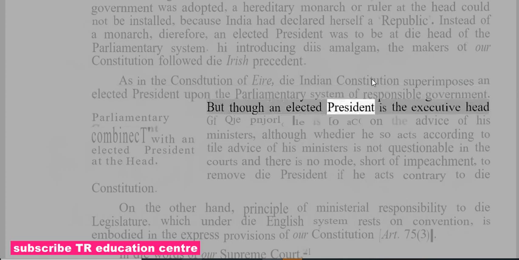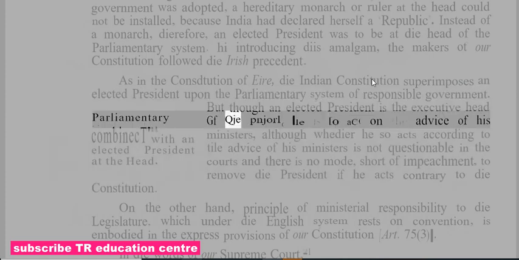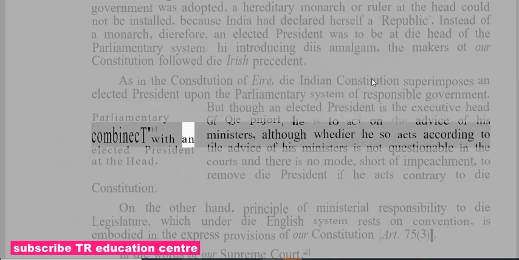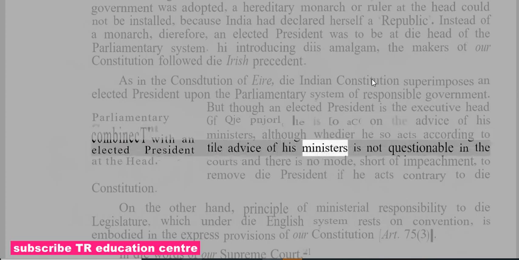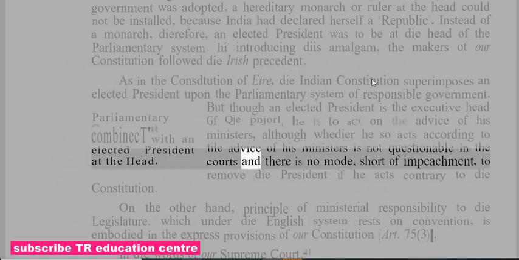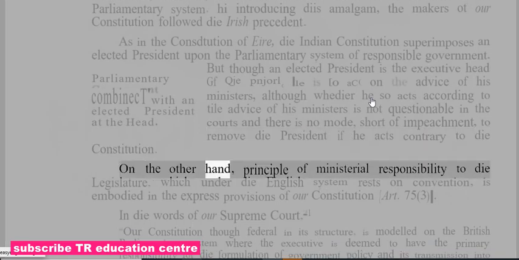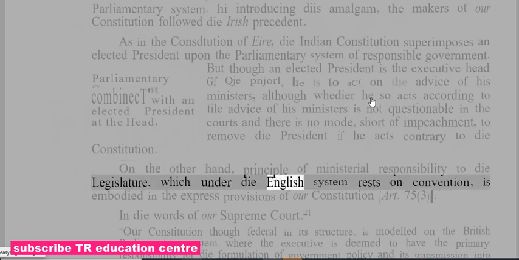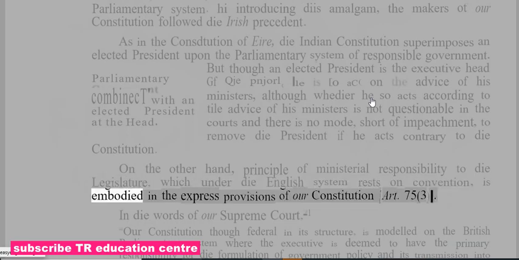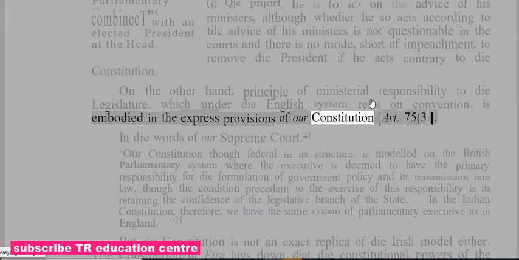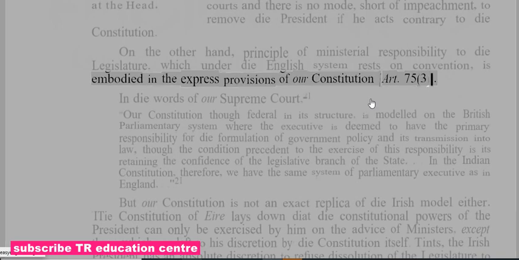But though an elected president is the executive head, he acts on the advice of his council of ministers, although whether he so acts according to the advice of his ministers is not questionable in the courts, and there is no mode, short of impeachment, to remove the president if he acts contrary to the constitution. On the other hand, the principle of ministerial responsibility to the legislature, which under the English system rests on convention, is embodied in the express provisions of our constitution, Art. 75(3).